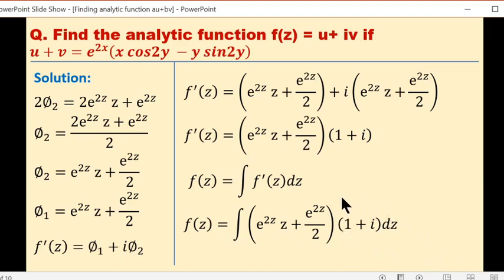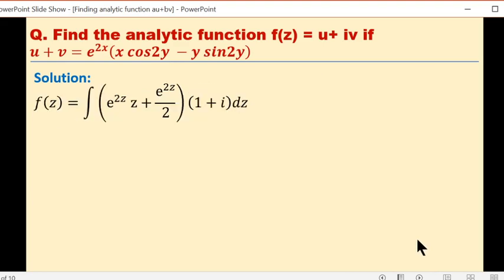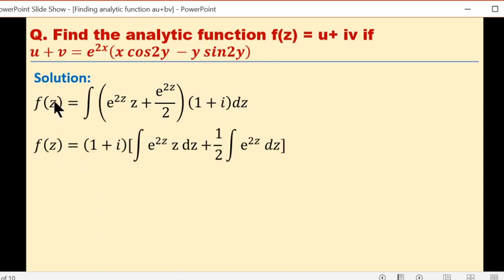Now here this 1 plus i is a constant, so we can take it outside the integral. So f of z will be 1 plus i into integral of e raised to 2z into z dz plus, here this half is a constant, so we take it out of the second term's integral. So we get plus half into integral of e raised to 2z into dz. Now we have to perform two integrations here. How will we perform the first one? It is integral of e raised to 2z into z dz. So how will we perform this?